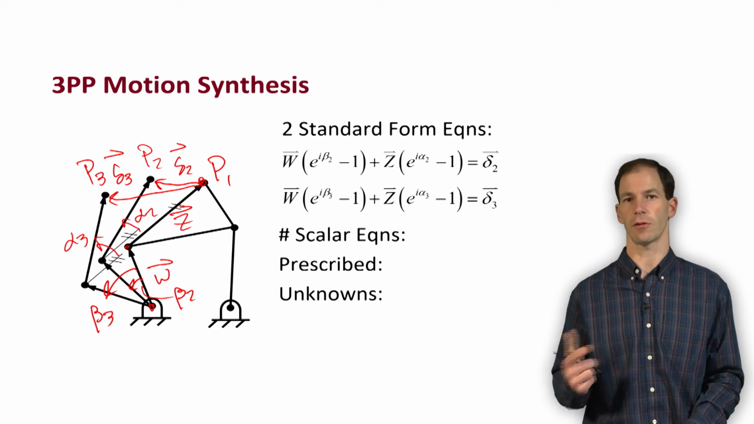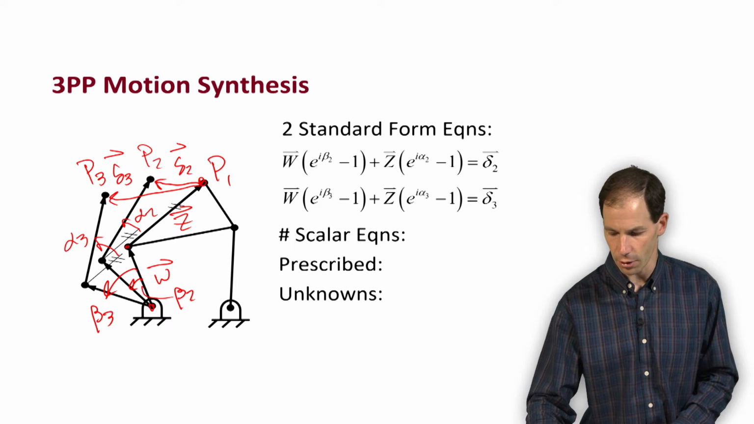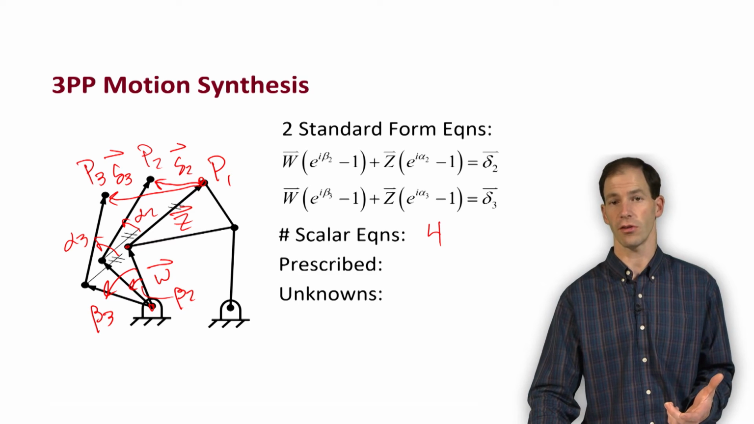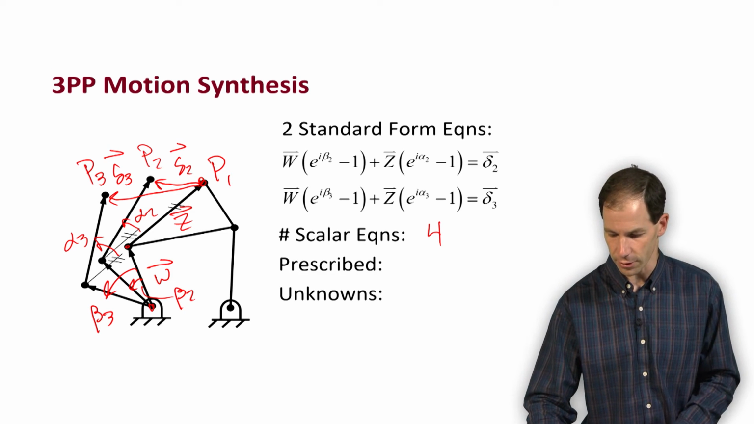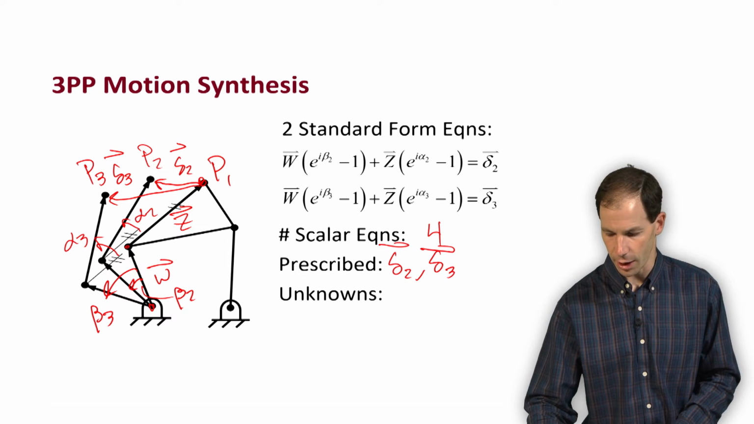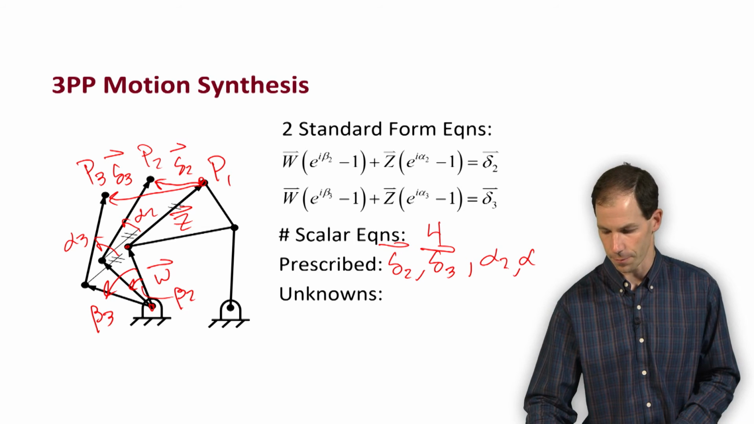Each one of those has x and y components, so each one is equal to two scalar equations. So I have a total of 4 scalar equations. Prescribed in motion generation, I've got my delta vector, so I've got delta 2 as well as delta 3. And then I have my rotations of the coupler, alpha 2 and alpha 3.